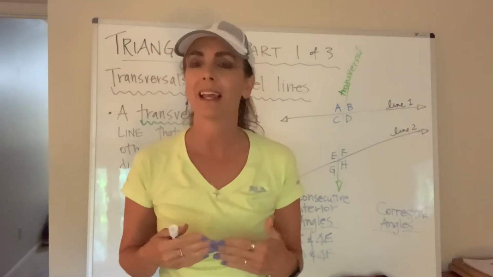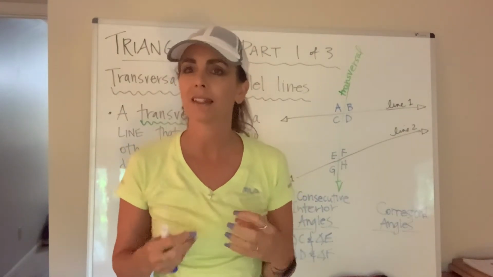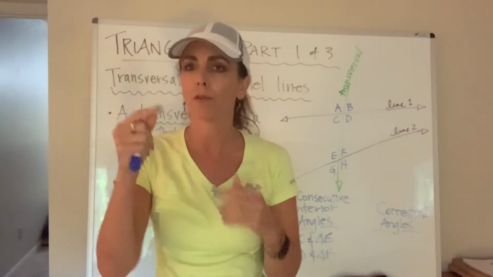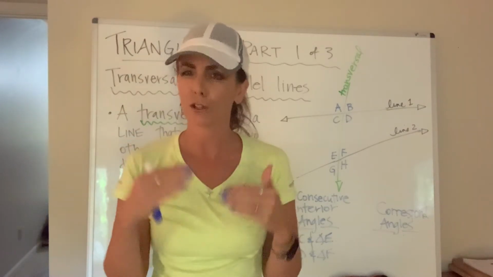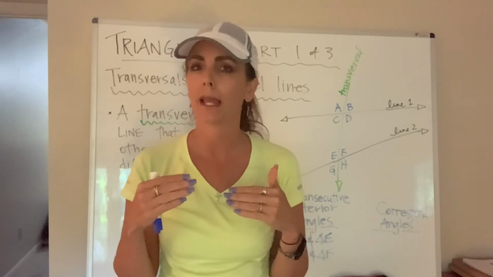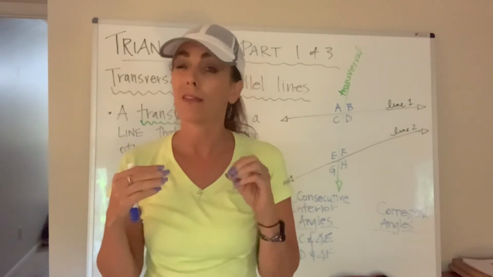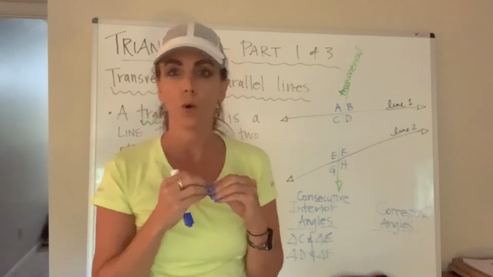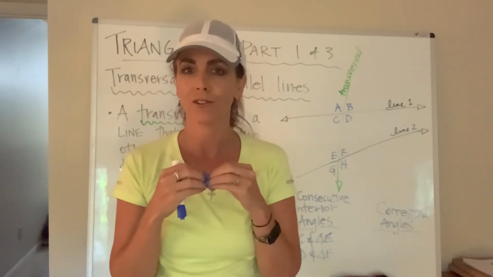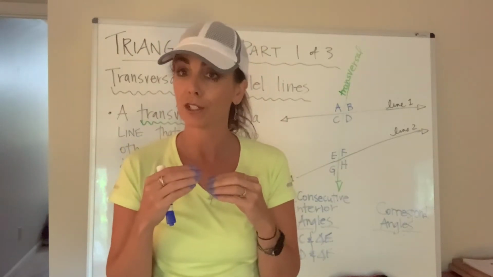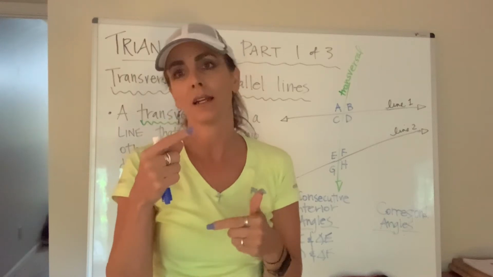Now corresponding angles are angles that are just in the same position on both lines, okay? So if you're looking at this, you can think about corresponding angles as like the upper right hand angles or the lower left hand angles, okay? They're in the corresponding position, but on either line.